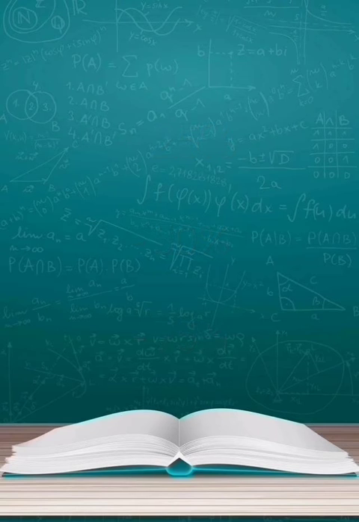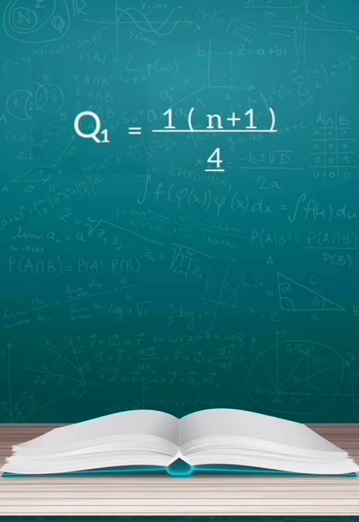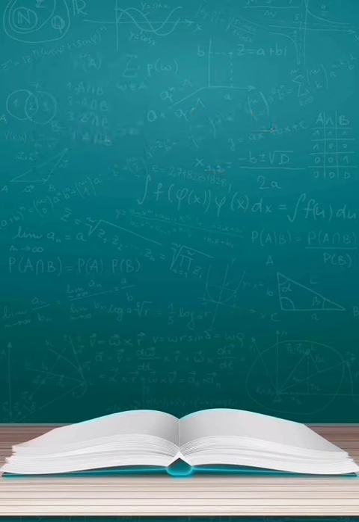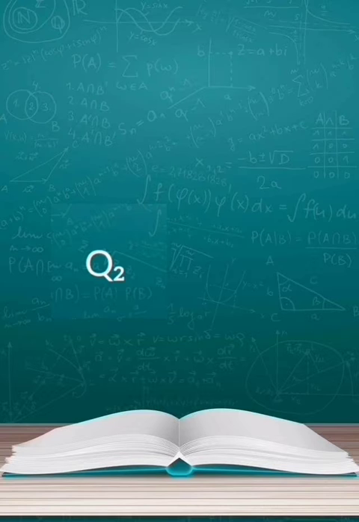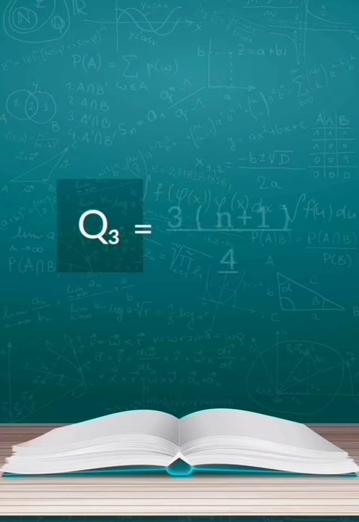In finding the positions of the quartiles, the following formulas are used. First quartile is equal to 1 times the quantity n plus 1 all over 4. Second quartile is equal to 2 times the quantity n plus 1 all over 4. Third quartile is equal to 3 times the quantity n plus 1 all over 4.